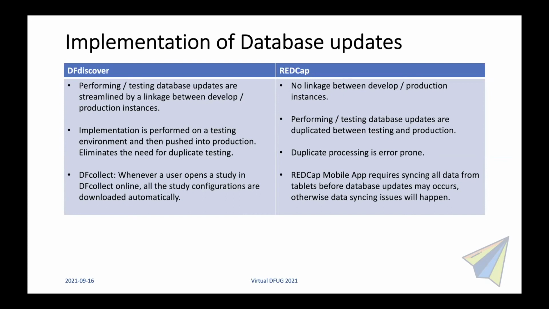The other thing that is really challenging is the REDCap mobile app requires syncing of the data to the tablets prior to any database updates. So if you have any data on your REDCap mobile app on your tablet, you need to first sync up all that data to the REDCap online database. Then you can make changes in REDCap, and then you can push your configuration back to your REDCap mobile app on the tablets. So you really need to be thoughtful in how you make database changes for REDCap, while DFdiscover allows you to continue with your data and processing while you make changes in setup.